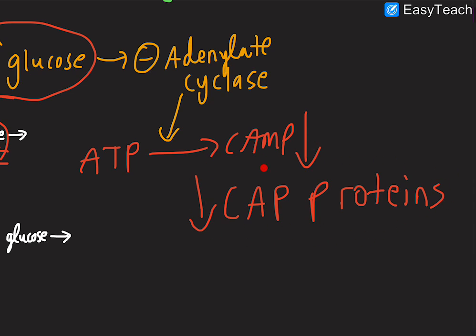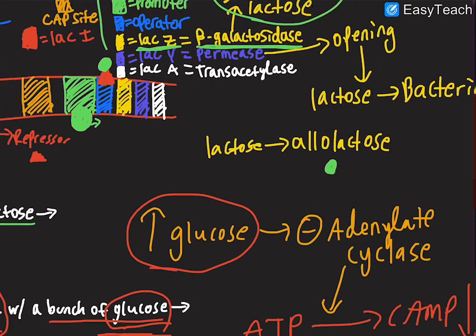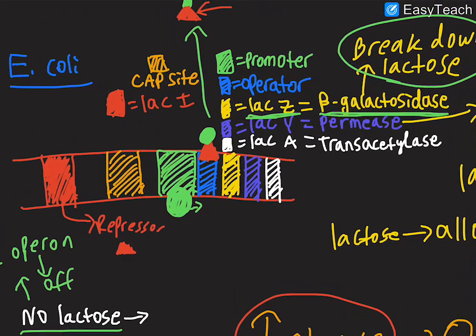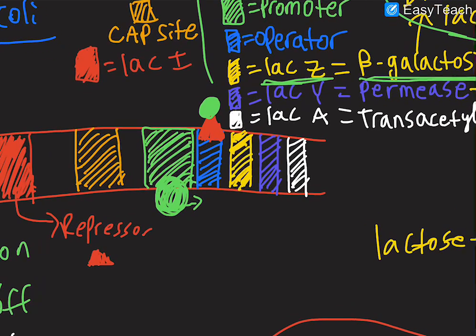You'll have very low number of cap proteins. And why is that important? Because remember, we said what? This site was called the cap site, right? This site right here was called the cap site. Cap proteins bind to the cap site.